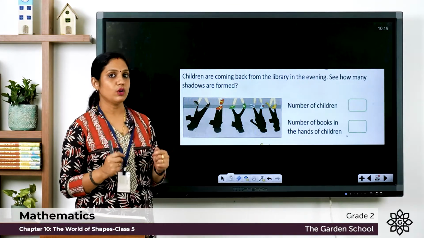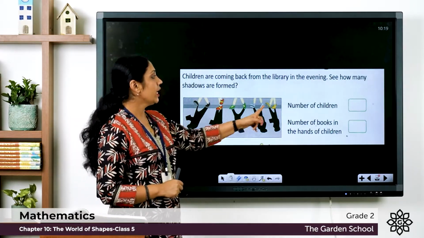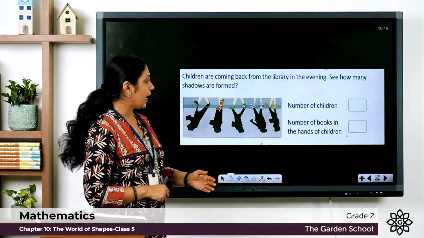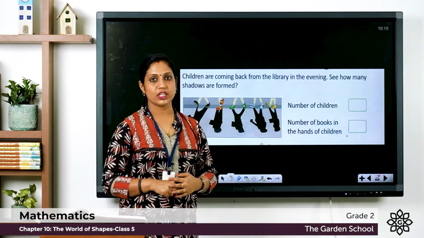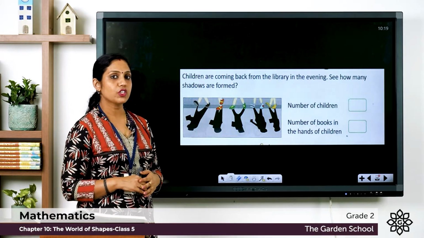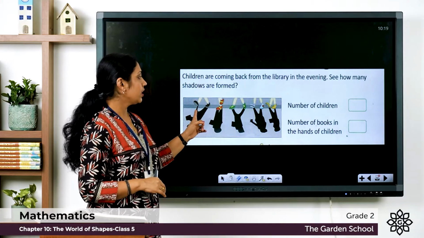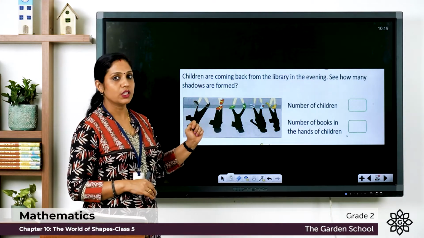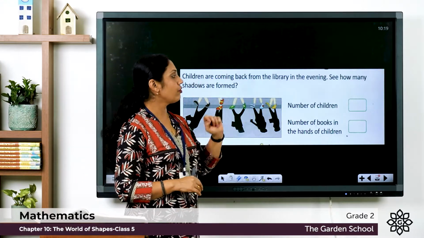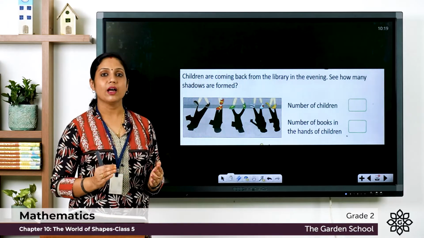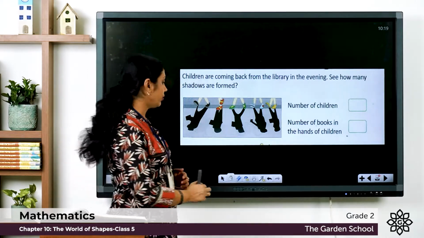Now we have to find out something. What do we have to find out? The number of children, and also the number of books in the hands of children. So how can we find out the number of children? You can count the shadows. So let's count: 1, 2, 3, 4, 5. So we can write there, number of children, there are 5.